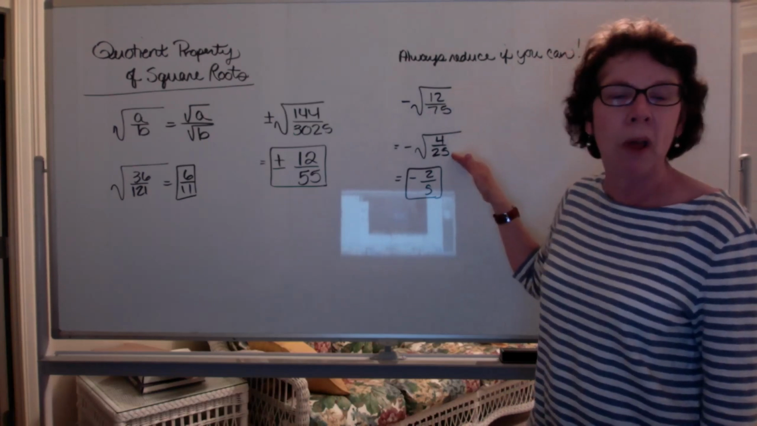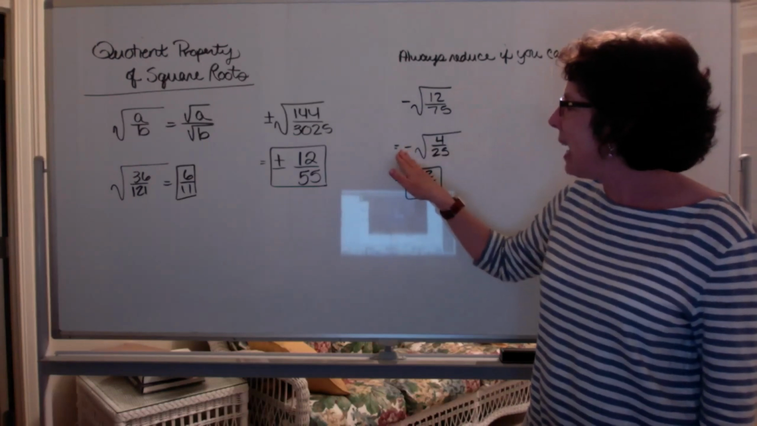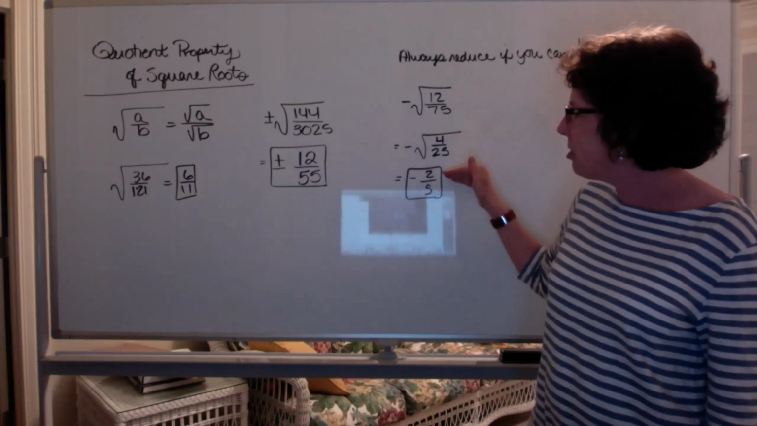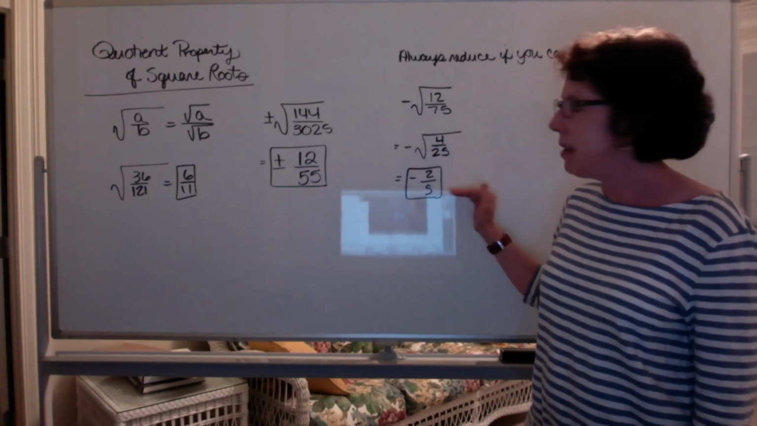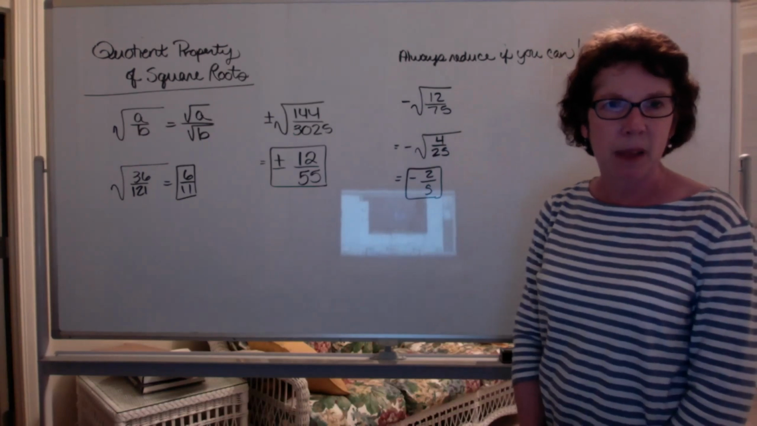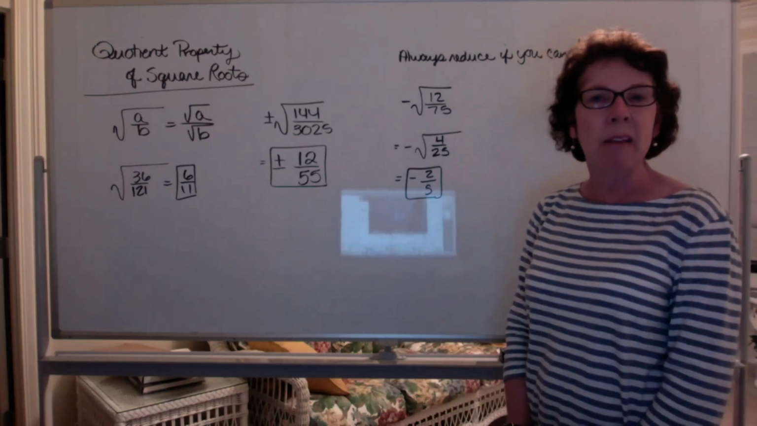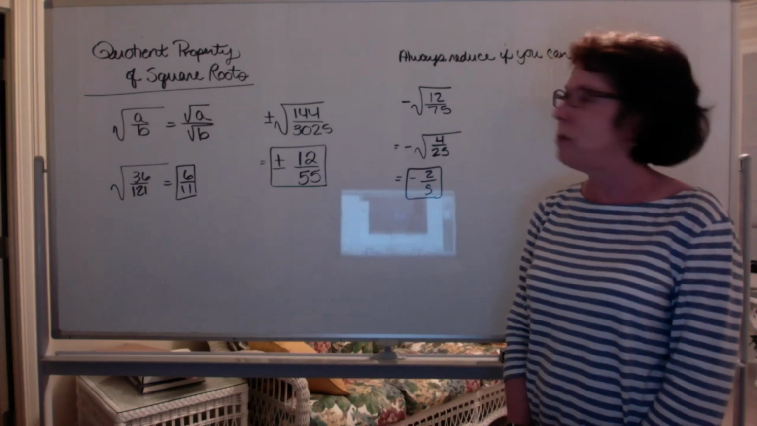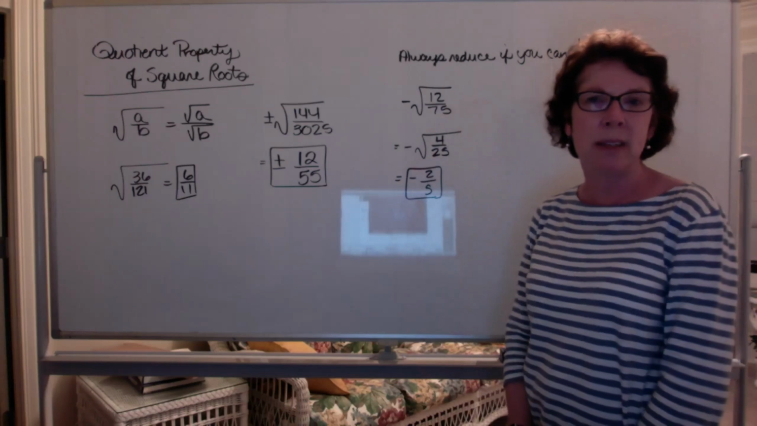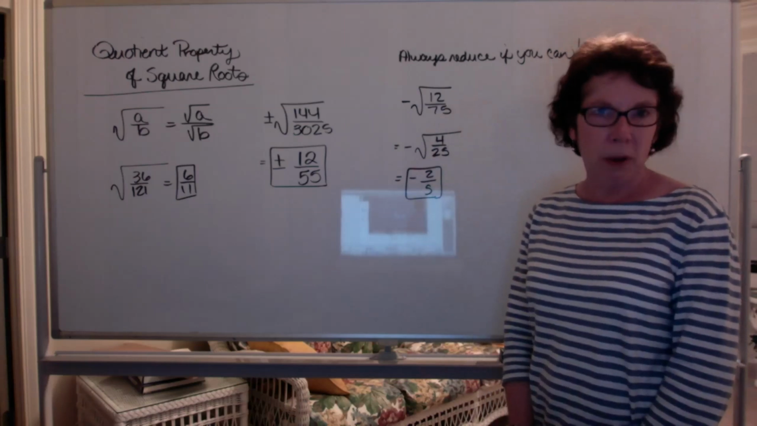And lo and behold, look at these beautiful perfect squares. And so my answer is going to be the negative square root of 4, which is 2, over the square root of 25, which is 5. And I have negative 2/5. So for this lesson, get those calculators out and let those calculators help you find these square roots, because all of these square roots, after you reduce fractions and on all the other problems, will give you whole numbers.